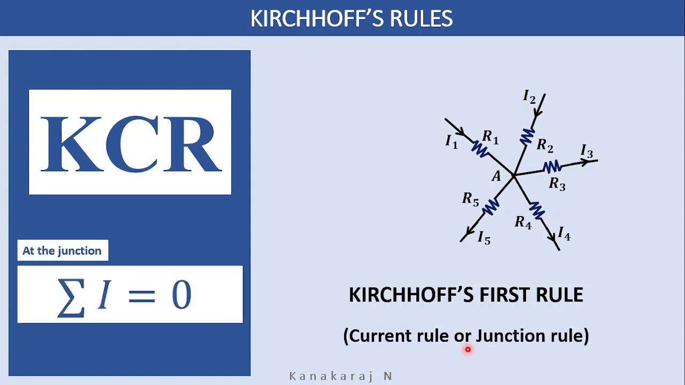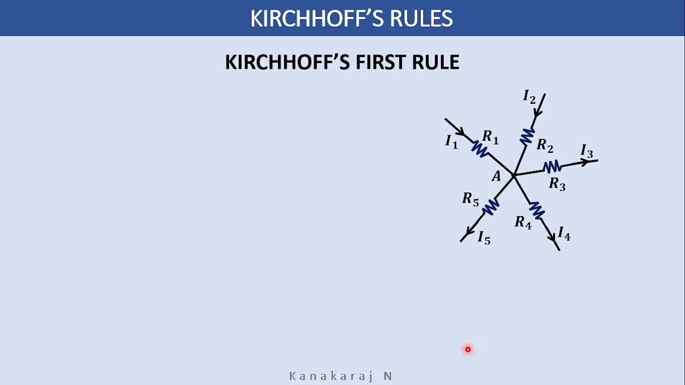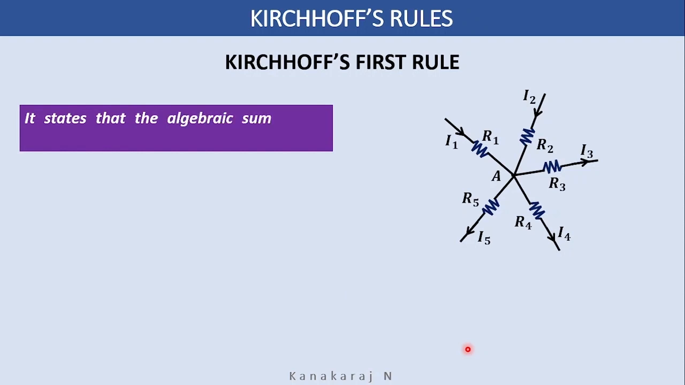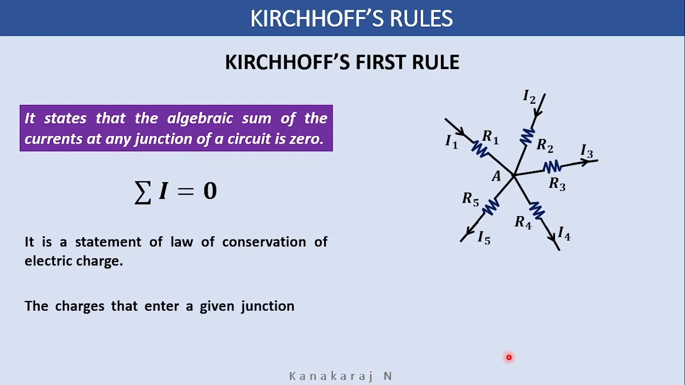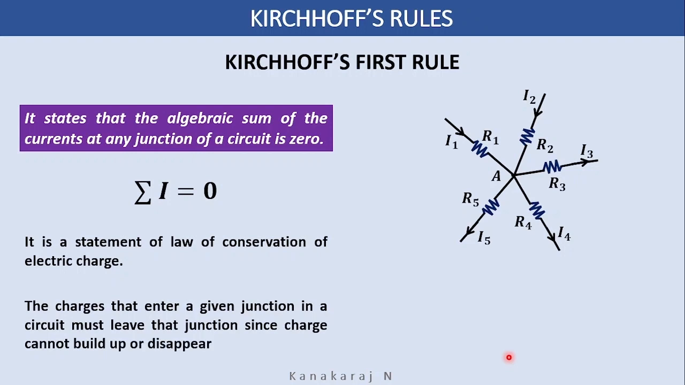At any junction, the algebraic sum of the currents equals 0, sigma I equals 0. Kirchhoff's first rule states that the algebraic sum of currents at any junction of a circuit is 0. Sigma I equals 0. It is a statement of the law of conservation of electric charge. The charges that enter a given junction in a circuit must leave the junction, since charge cannot be built up or disappear at a junction.